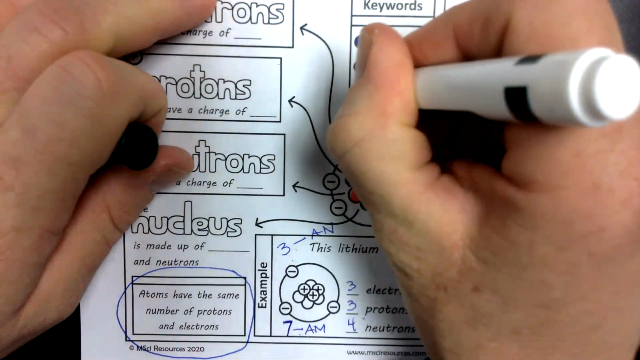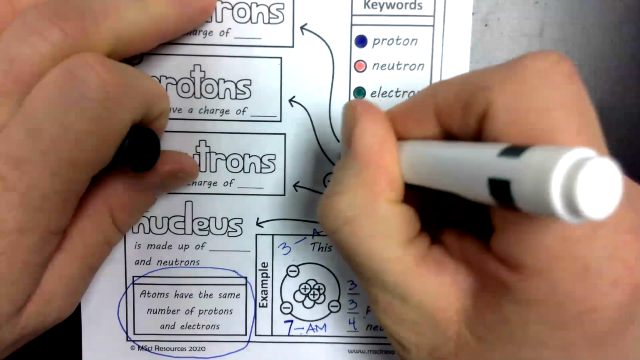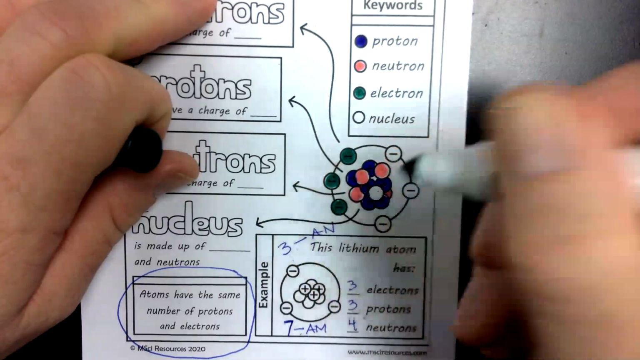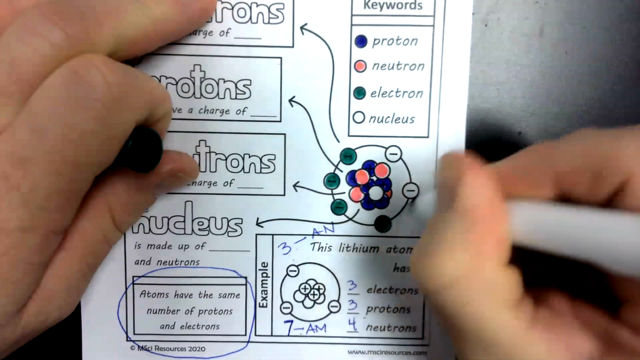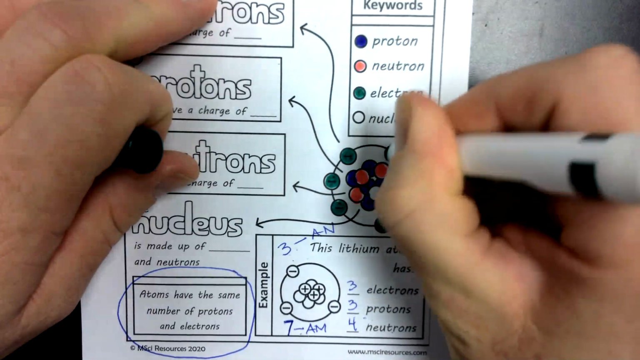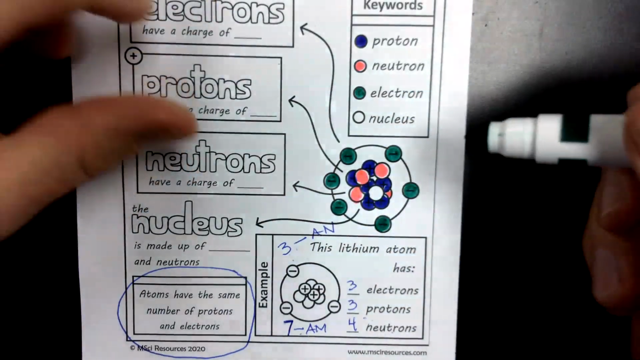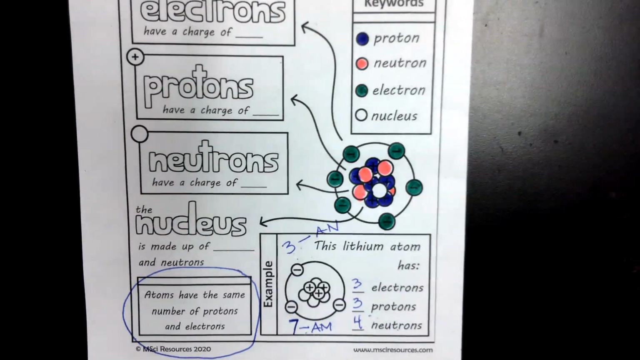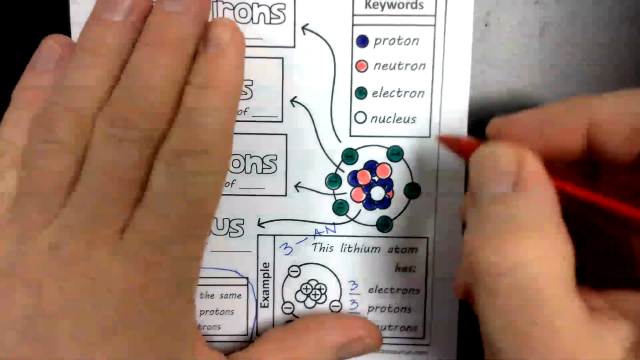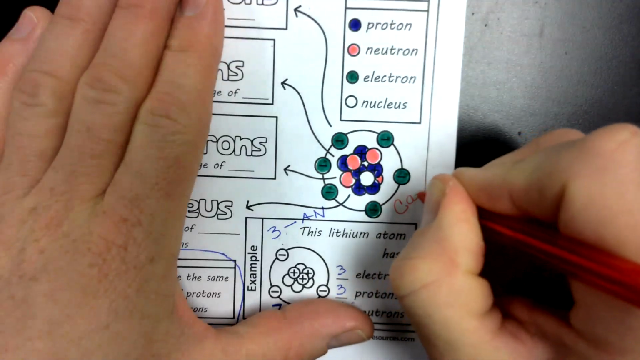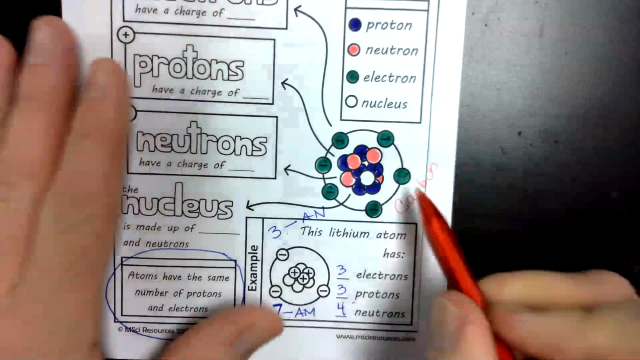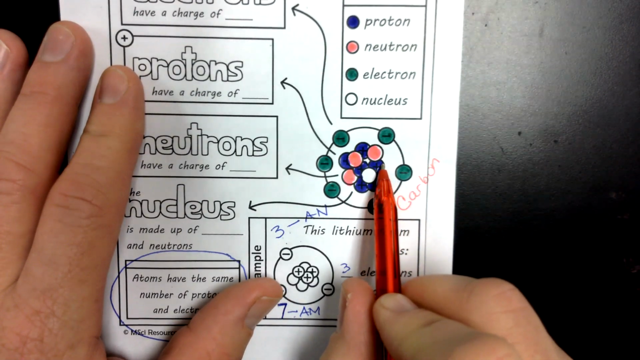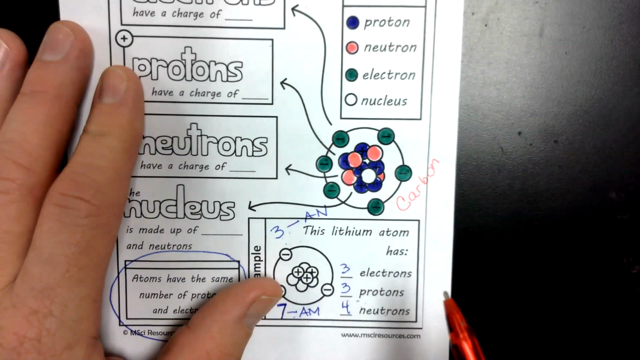Let's do green. Now I'm going to count 1, 2, 3, 4, 5, 6. Oh, it has 6 electrons. Well, then it should have 6 protons. Let's count it. 1, 2, 3, 4, 5, 6. It does. And just so you know, this is carbon. And I want you to write that here. Carbon has 6 electrons. It has 6 protons. Yes. And its atomic number is 6 also.